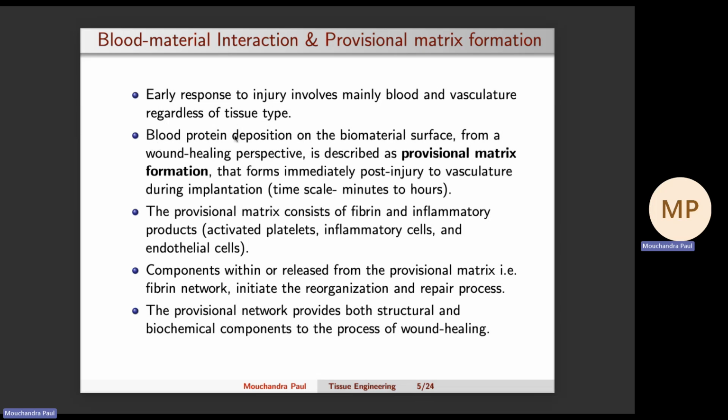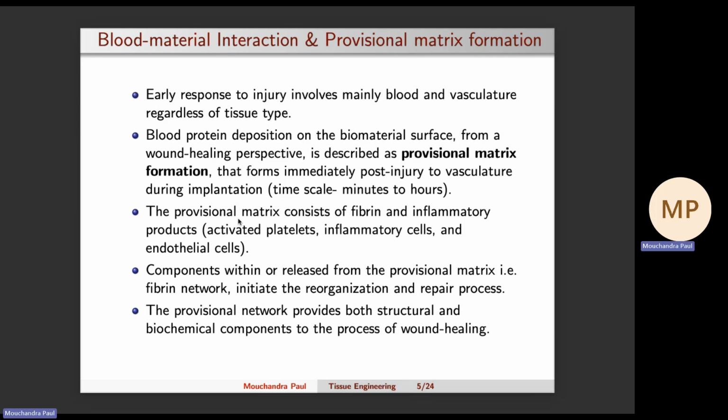So when blood interacts with the implant, the proteins in the blood, basically what we refer to as serum proteins, will deposit on the biomaterial surface. And from a wound healing perspective, this deposition of protein on the biomaterial surface creates a provisional matrix. This provisional matrix forms within minutes or hours, immediately after the implant has been placed at the site.